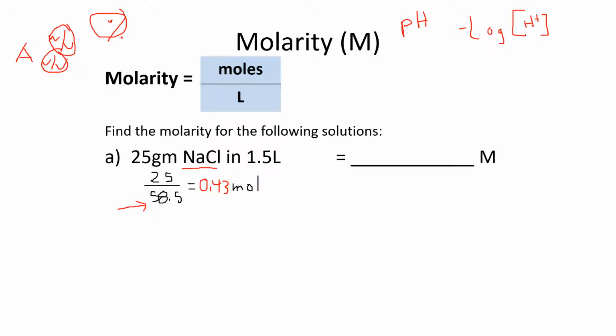Once we figure out the number of moles, we just divide by the volume. So 0.43 moles divided by 1.5 liters. Just simplify that, and that gives you your concentration, moles per liter, which is molarity. And that is a capital M.